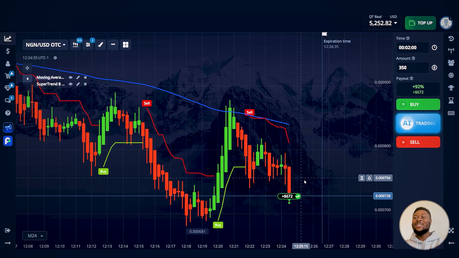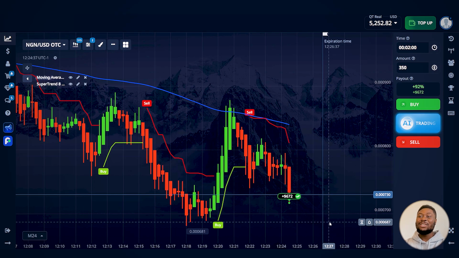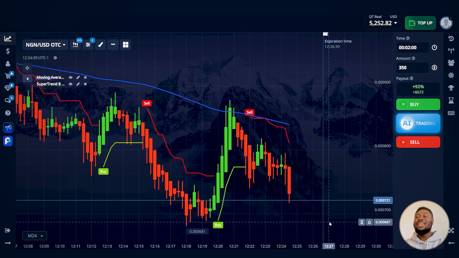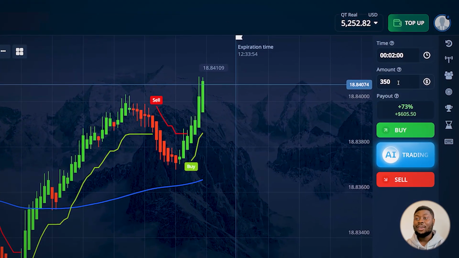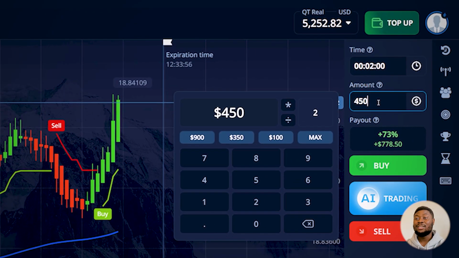Bingo! My capital now stands at $5,252. Let's find another situation and open the last trade. I wonder what the outcome of this session will be. I think I can increase my capital with this situation.